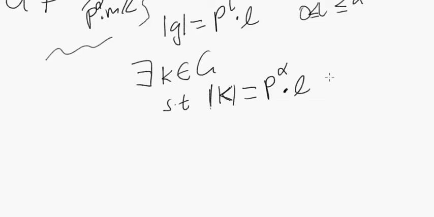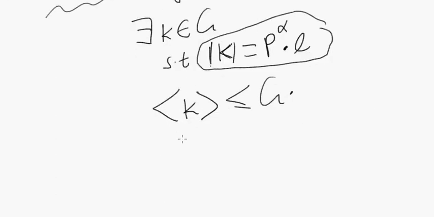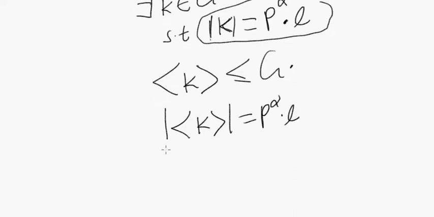If we're able to prove this case, couldn't we conclude the following? If we have an element whose order is p to the alpha times l, this generates a subgroup of G, doesn't it? The subgroup generated by little k is a subgroup of G, and it has order p to the alpha times l. But a subgroup is still a group, so haven't we just found a group that is cyclic and has order p to the alpha times l?